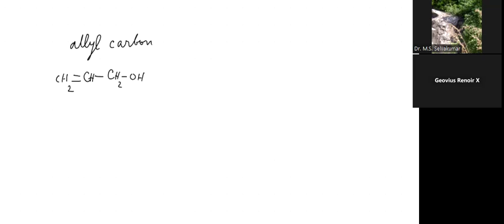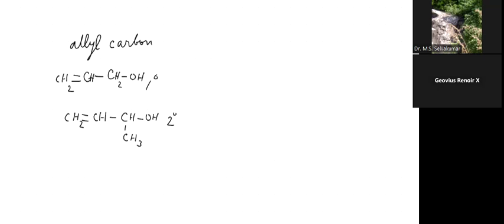Now in the allyl carbon, the carbon to which the OH group is attached is primary, because it is connected to only 1 more carbon. Now, in the allyl group itself, secondary alcohol is also possible: CH2 double bond CH, single bond, CH, OH, and 1 more methyl group attached here. This is a secondary allyl alcohol.